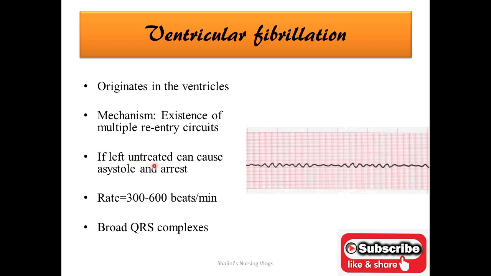If left untreated, it can cause asystole and arrest, and the rate is almost 300 to 600 beats per minute. There are broad QRS complexes. So if you look at this strip, there is a broad QRS complex. It's difficult to elicit which is the P wave or the QRS complex, because usually the P wave is buried in the QRS complex. So this is the fashion in which you will see a ventricular fibrillation strip.